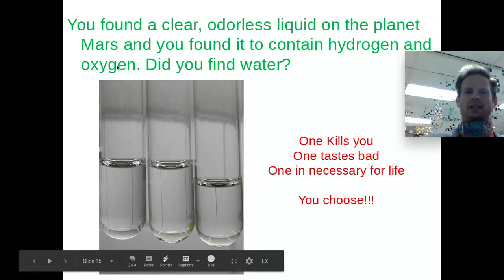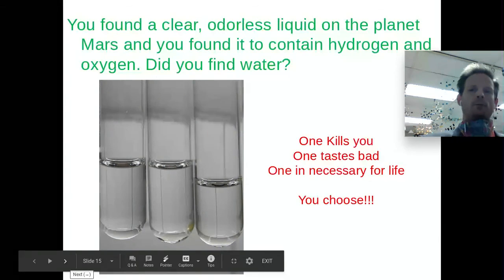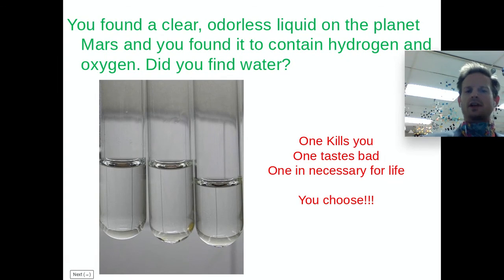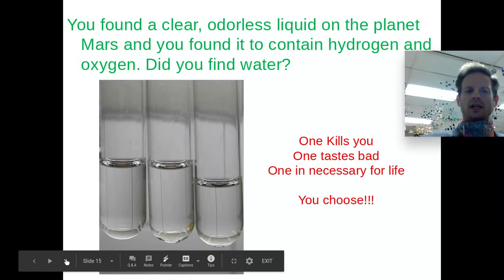So did you find water on Mars? I don't know. One of these is water, one of them is salt water, and one of them is hydrogen peroxide. Which one's which? Can we tell by just looking at it? No. But once we get into chemistry and we start to do some of the math and some of the analysis, we would be able to figure it out and make the correct choice.